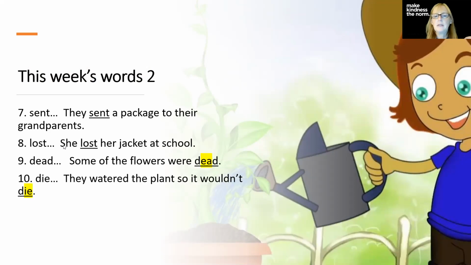Die. They watered the plant so it wouldn't die. And there we have the long I sound by I followed by the silent E. Tie. Tie your shoelaces. This die and tie are spelled the same except for the beginning consonant T or D.